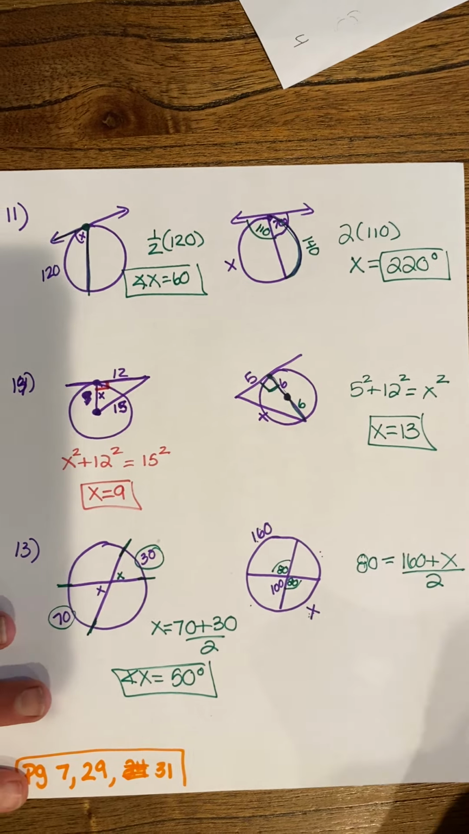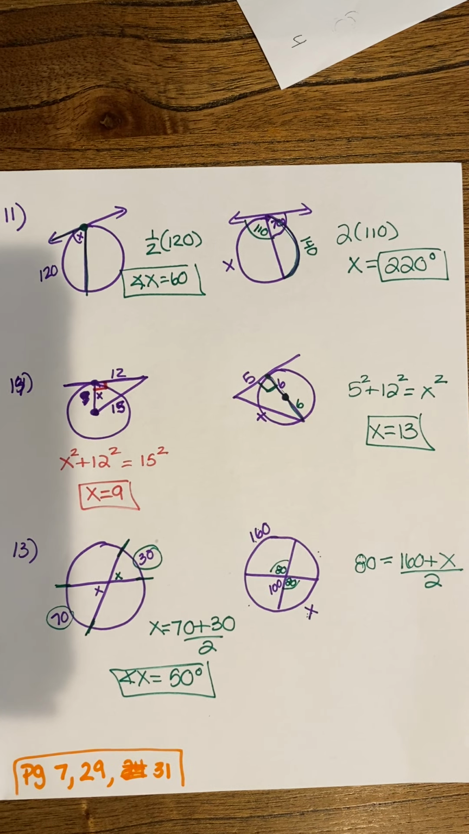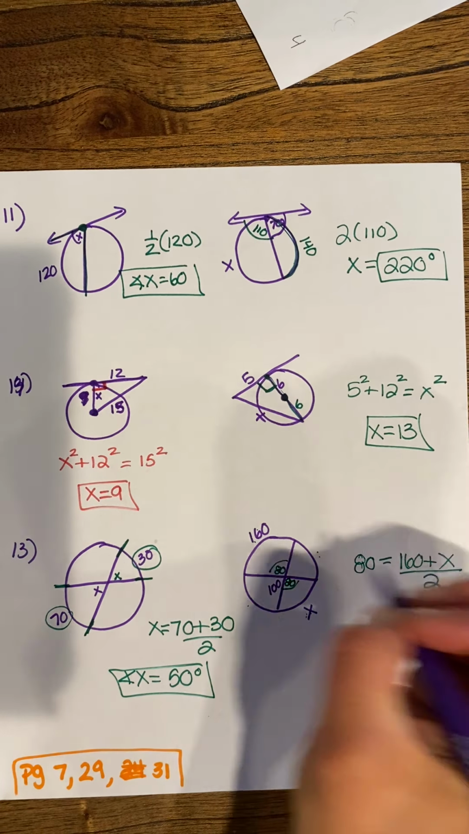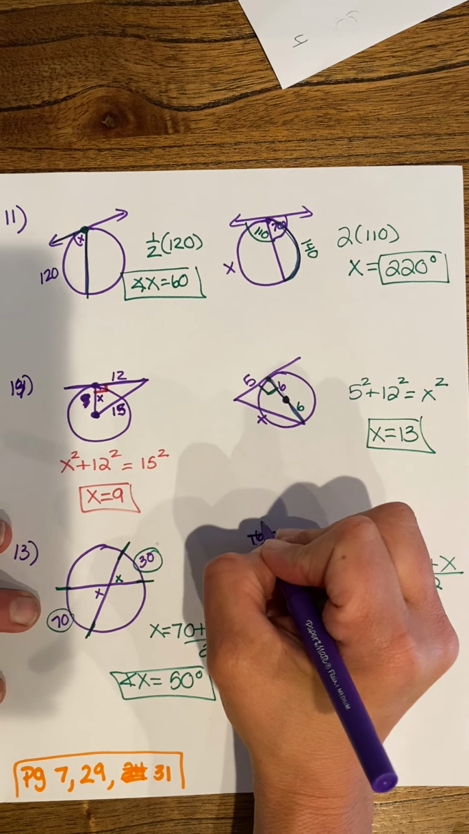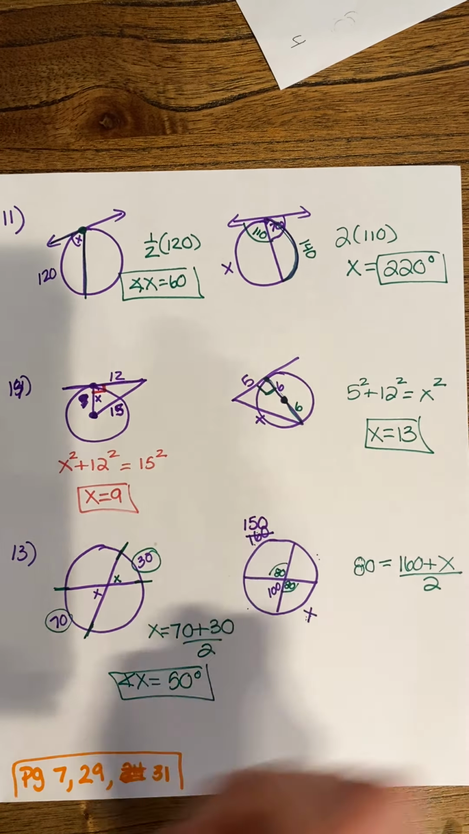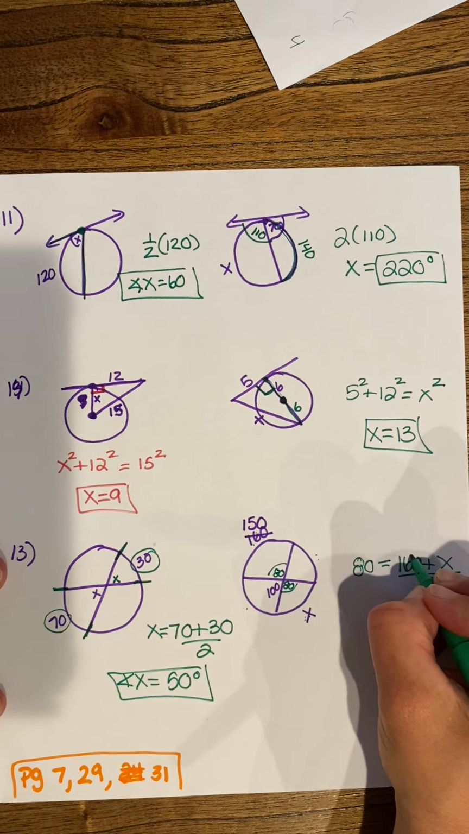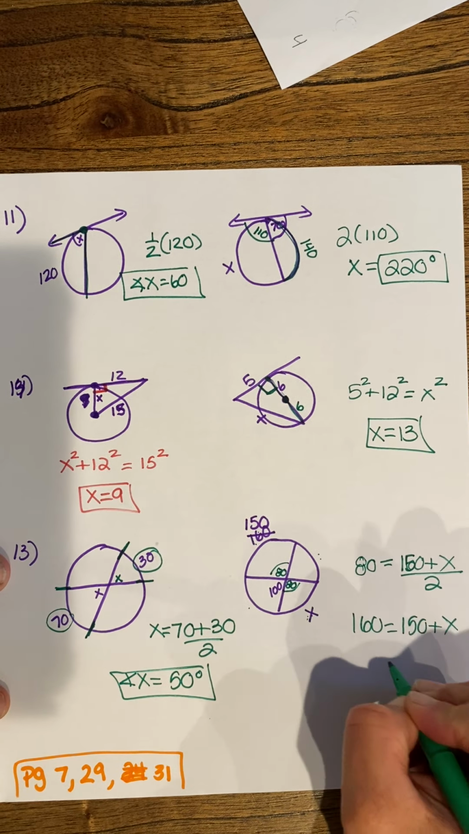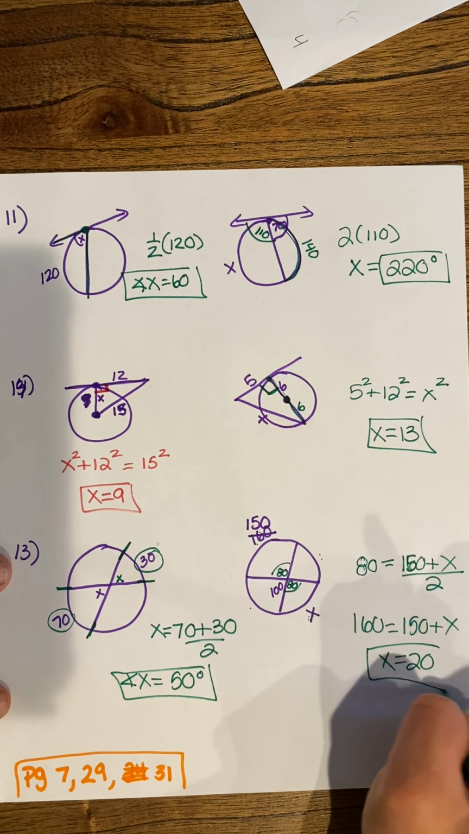So here I get, oh, does it somehow end up being, maybe I put in the wrong numbers here. Yeah, because somehow it ends up equaling 0. I think I made a mistake on this original angle. Okay, so let's change this, and we'll call this 150. If I call that 150, this will work out. So here I get 160 equals 150 plus X, so X has to equal 20.